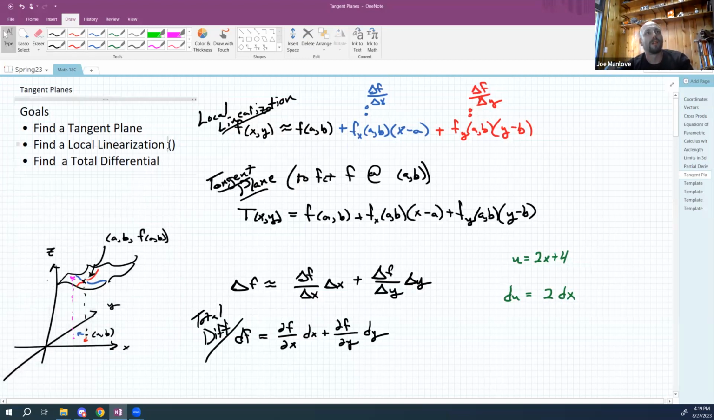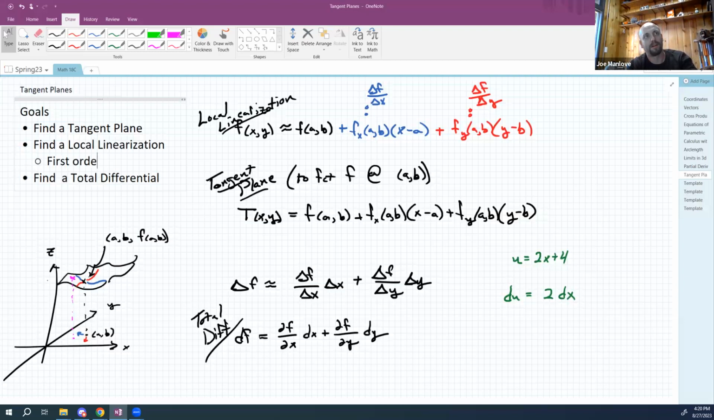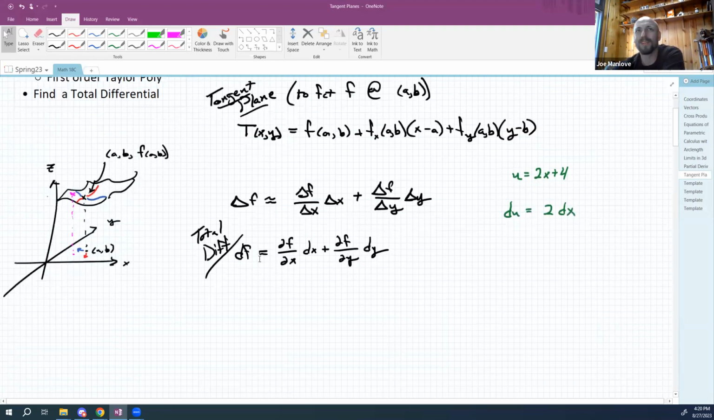So the thing I want to add to this is that a local linearization is actually the same thing as a first order Taylor polynomial. If we were going to get second order Taylor polynomials, it's not very hard. I'm just going to throw it in here as a bonus. So write down Taylor polynomial here.